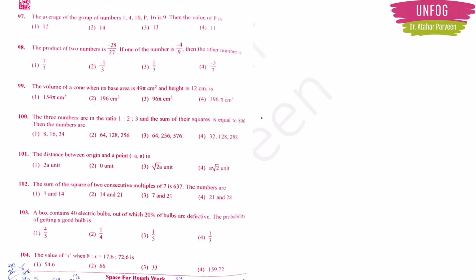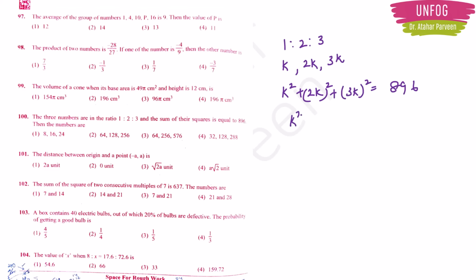Next, question number 100. The three numbers are in the ratio 1:2:3 and the sum of their squares is equal to 896. So numbers are in the ratio 1:2:3. That means the numbers will be k, 2k and 3k. Now if you do their squares, the sum is equal to 896. So this will give you k square plus 4k square plus 9k square is equal to 896. Right? So if you calculate here, after simplification you will get k is equal to 8.